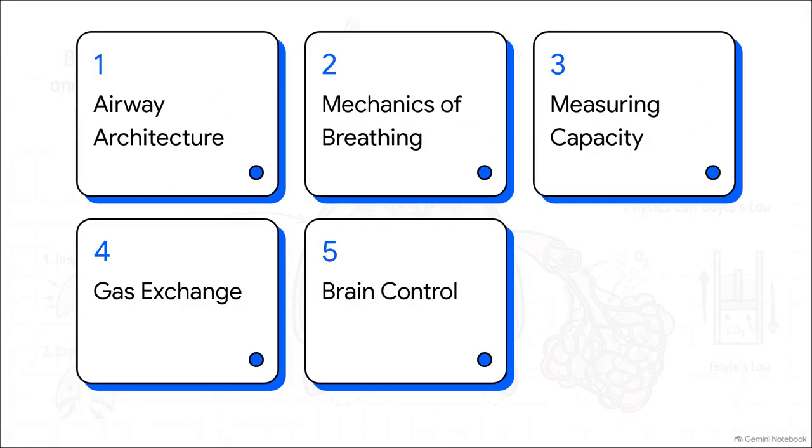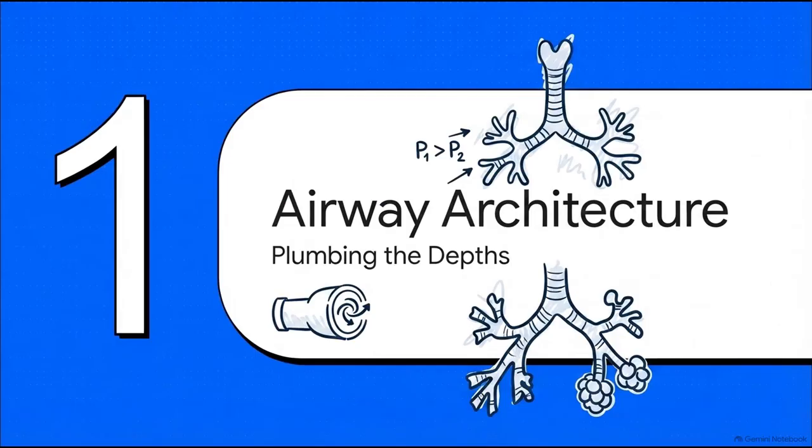So here's our roadmap for today. We're going top down, starting with the airways architecture, then the mechanics of breathing, how we measure lung capacity, gas exchange and transport, and finally, brain control and adaptations. Okay, Section 1, the airways architecture: plumbing the depths.